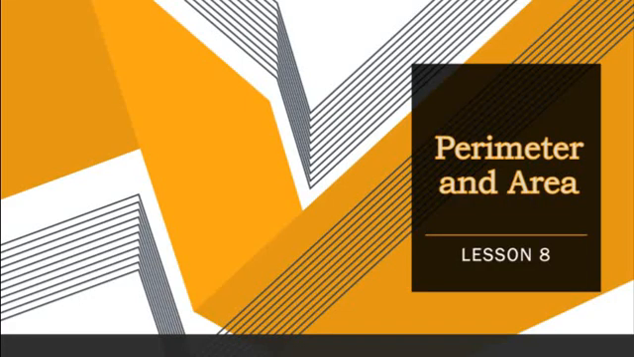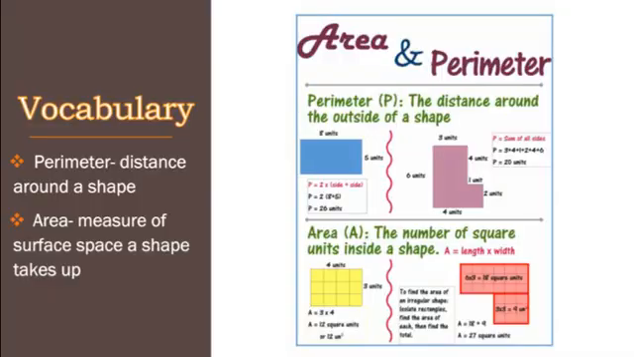Lesson 8, perimeter and area. So what do they mean by perimeter and area? As a review, perimeter is just the distance around a shape. The formula that you would use is based off of what kind of shape you are finding the perimeter of. If it was a circle, it's pi times diameter. If it's a square or a rectangle, then it's just taking all the sides and adding up all the sides.